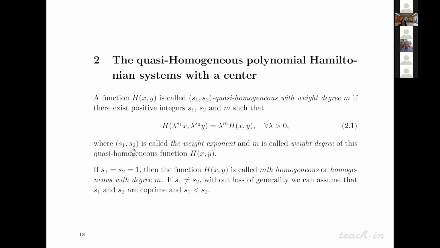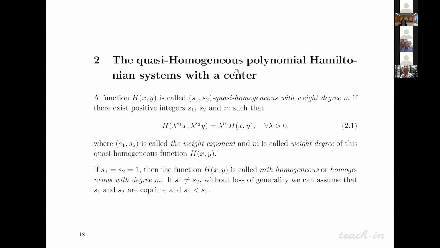Let's recall what a quasi-homogeneous polynomial means. We say that a function H of (x, y) is called (s1, s2) quasi-homogeneous with weight degree m if we use lambda to the power s1 times x instead of x and lambda to the power s2 times y instead of y, and you get H of (lambda^s1 x, lambda^s2 y) equal to lambda to the power m times H. We call this function H quasi-homogeneous, and (s1, s2) we call the weight exponent, and m is called the weight degree.